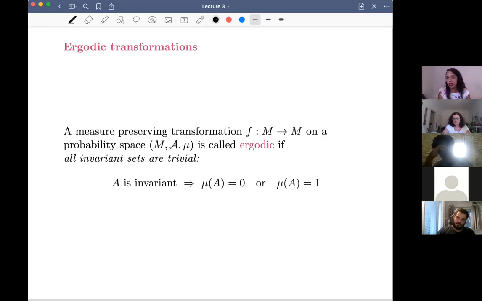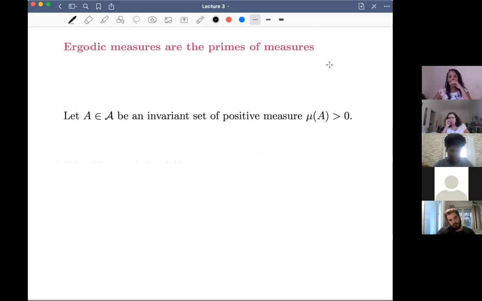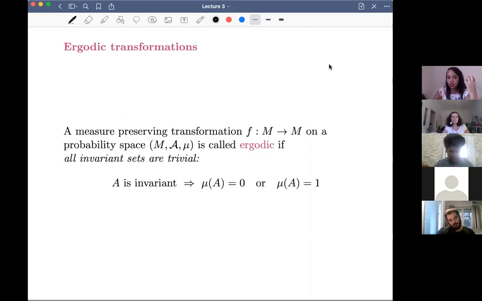What ergodicity says is the following: you cannot divide your dynamics. You cannot decompose your dynamics, because if you have an invariant set, it's either already everything, the measure is 1, or it's nothing. We can ignore it, the measure is 0. So I'm going to talk more about this, but ergodicity is a concept of, I will not be able to say this word, indecomposability. It's a concept that guarantees that you cannot decompose your dynamics.